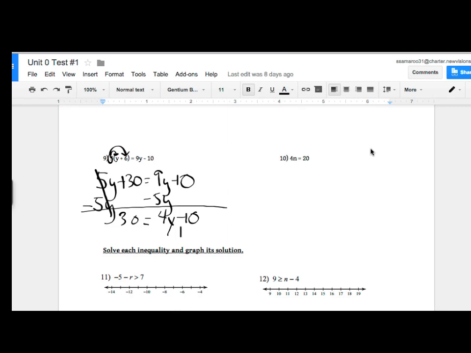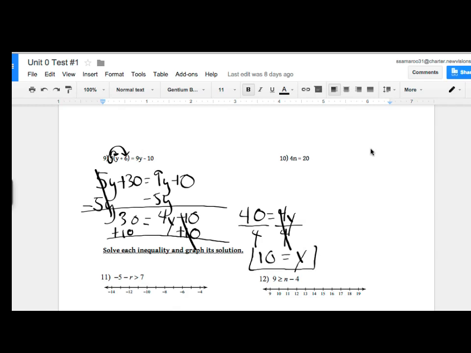Now I'm going to add 10 to both sides so that my 10 will cancel out. I can isolate my variable. I'm going to move this to the right so I have more space. That becomes 40 is equal to 4y. I'm going to cancel out my 4 by division. Okay, y is equal to 10, or 10 is equal to y is going to be my answer. Seems easy. Last one, solving.